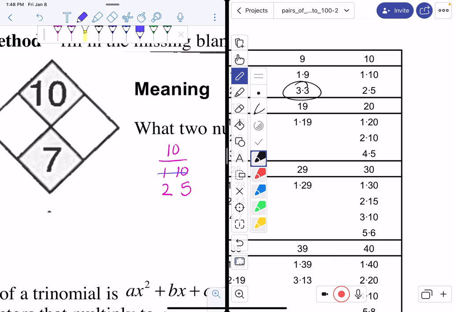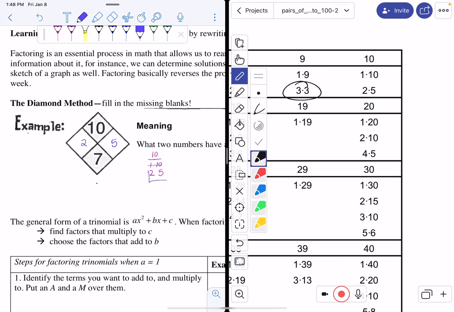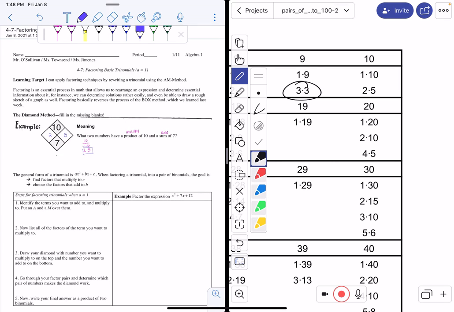Now we're going to do our 2 and our 5. 2 times 5 is 10. That works. 2 plus 5 is 7. That works. So what we did was we basically just did a little factoring example without knowing we were factoring.